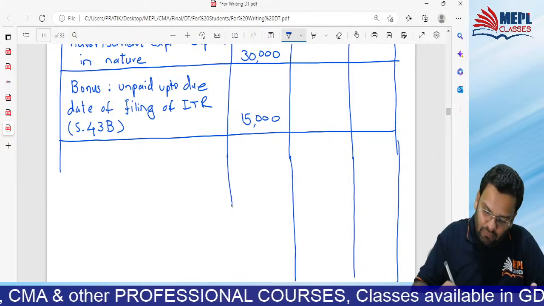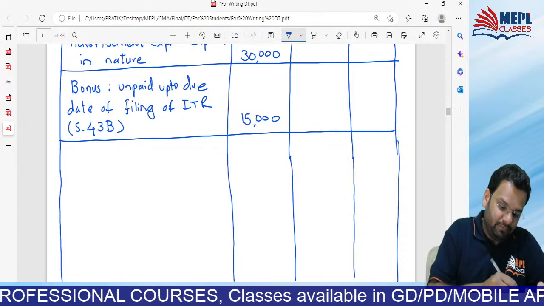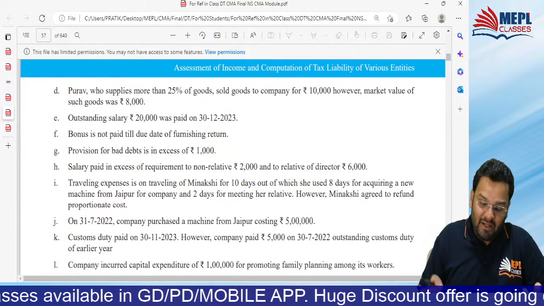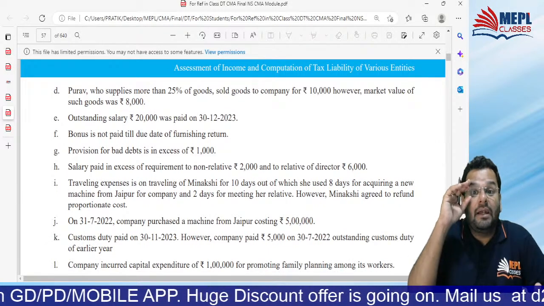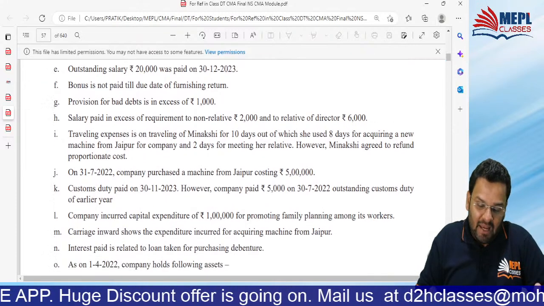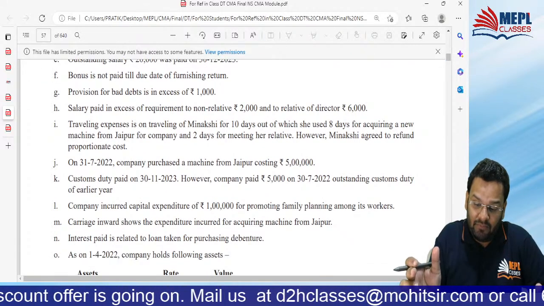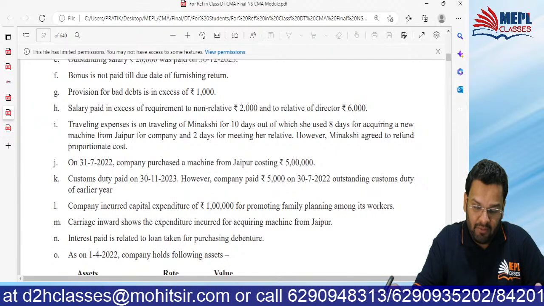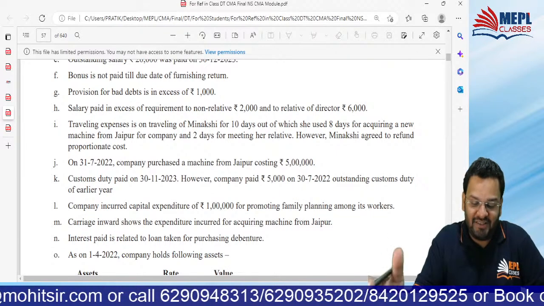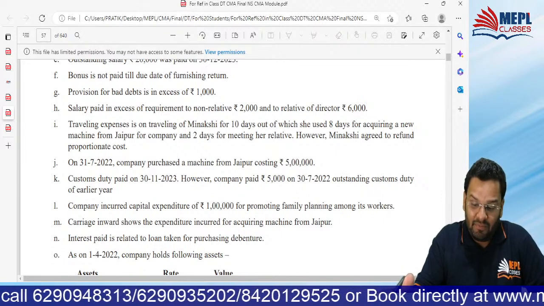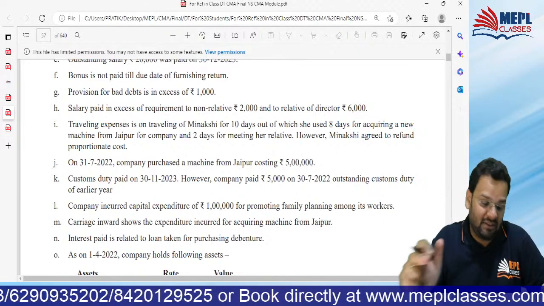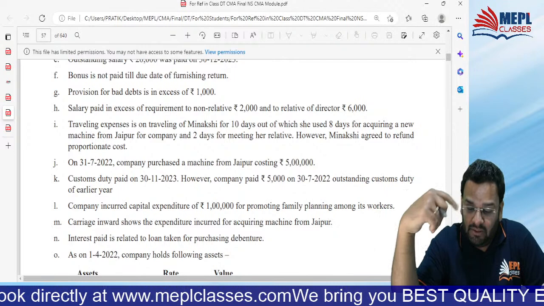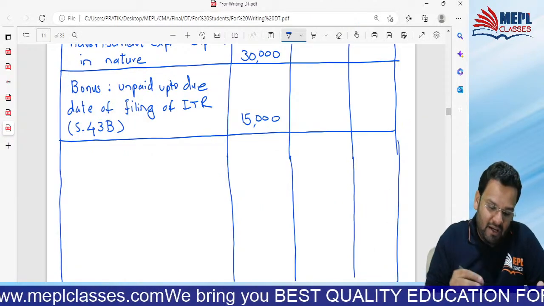Going ahead, guys, what is next thing that has happened? Provision for bad debts is in excess. It doesn't matter. Entire bad debts we have added. Salary paid in excess of requirement to non-relative is 2,000. So non-relatives extra salary doesn't matter. And to relative of director 6,000. This matters. You have done extra payment to relative of director, so it is added back.